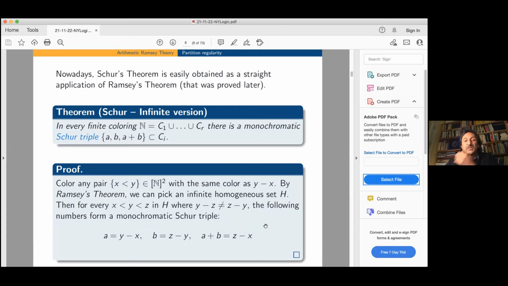Now, for instance, nowadays the proof of Schur theorem is an almost trivial exercise, an easy application of Ramsey theorem. In this case, you take all pairs of the natural numbers and you give a pair the same color as the distance between the two numbers. And you find by Ramsey theorem an infinite homogeneous set, which is much, much more than we need to prove Schur theorem. You just take three elements in this homogeneous set, and the distances y minus x, z minus y, and z minus x form a Schur triple, which is therefore monochromatic.